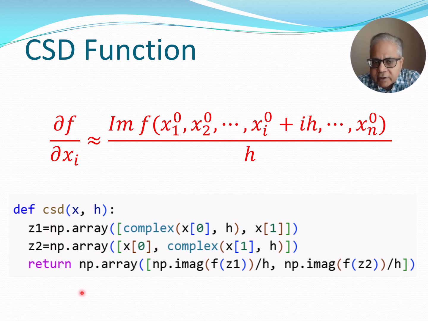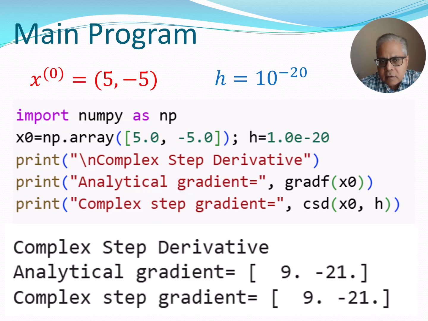Now once I have calculated z1 and z2, I can calculate the function value at z1 and z2. I can take the imaginary part of this function and then divide it by h. So this should give me the gradient vector for this particular problem. So let us try to write a program for this. I'm again taking the same point 5, minus 5. I have the h value as 10 to the power minus 20, and then I start with this x0. I have h here. I print the complex step derivative, and then I print out the gradient vector and the complex step derivative. And so you see these come out as identical.